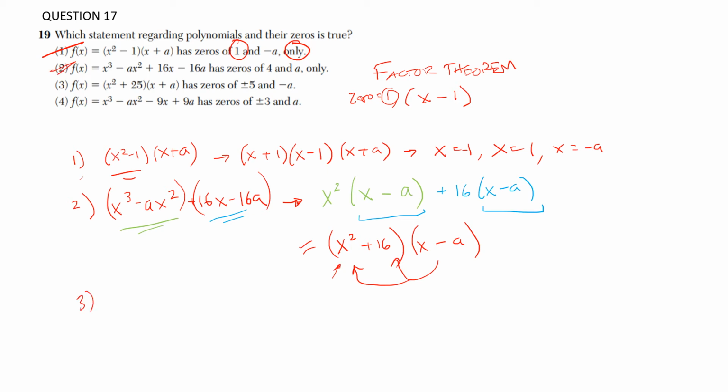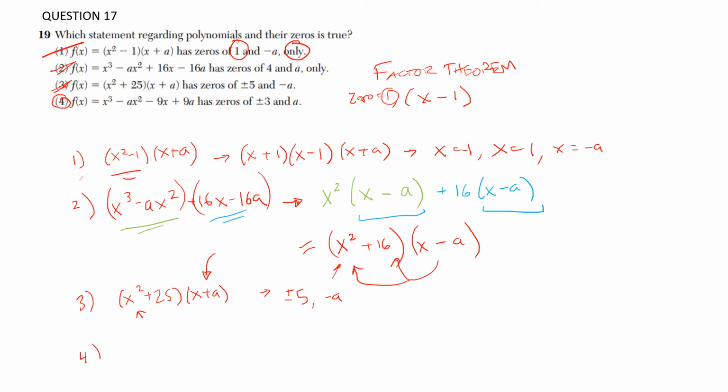If we go to choice 3, similar reasoning: x squared plus 25, x plus a. It's claiming to have plus or minus 5 and negative a. I can believe negative a, but if we come in here and plug in negative 5 or positive 5, we won't get a 0. So that is actually not a 0 also, and that eliminates that option. So that leaves us, by process of elimination, with choice 4, and we can quickly show why that's true.